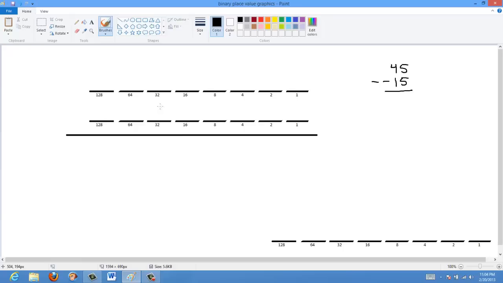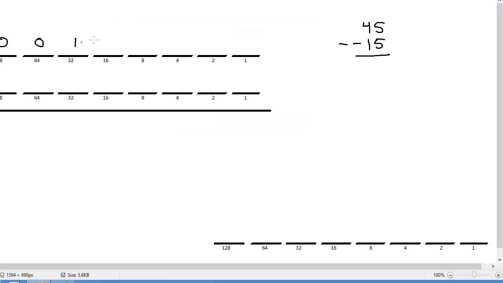So instead, we can use what's called ones complement notation. We set up our 45 as normal. As before, 45 is 0, 0, 1, 0, 1, 1, 0, 1. And now 15 normally, as we saw before, is 1, 1, 1, 1, and we have to put the leading zeros in.